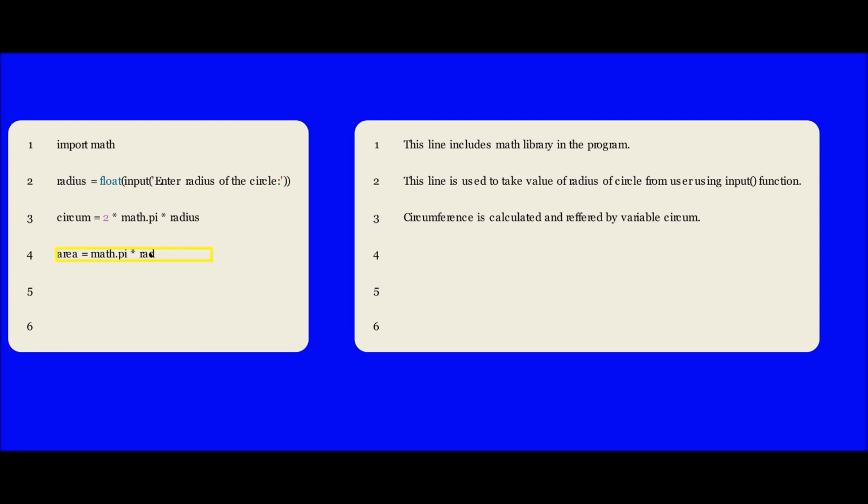And the expression for area is written at line number 4, which is referred to by the area variable.